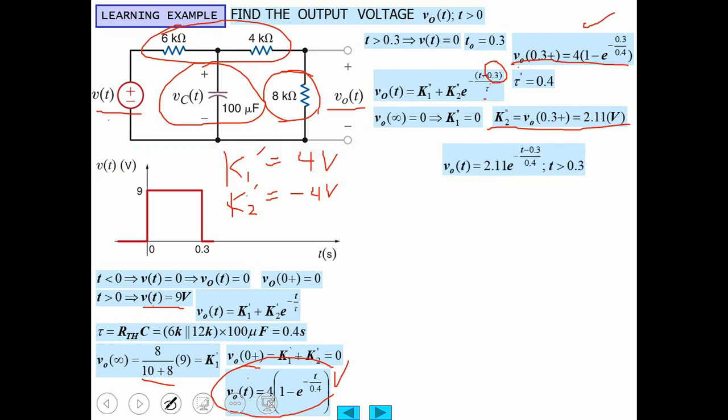So we've got the solution for after 0.3 of a second. From 0 to 0.3 seconds it's given by this here. Then after 0.3 of a second it's given by this. And before, it's given by this. V naught is 0.